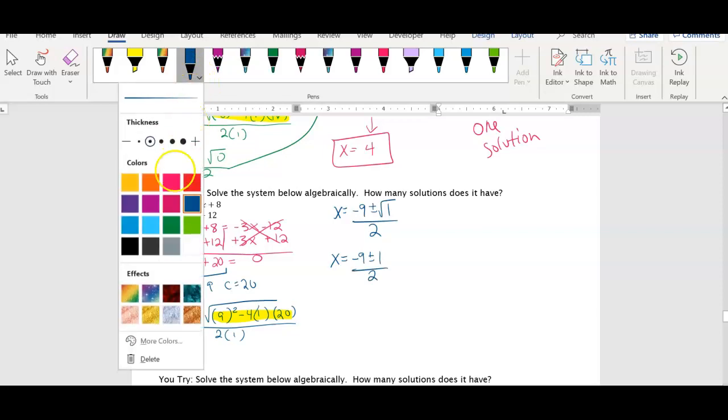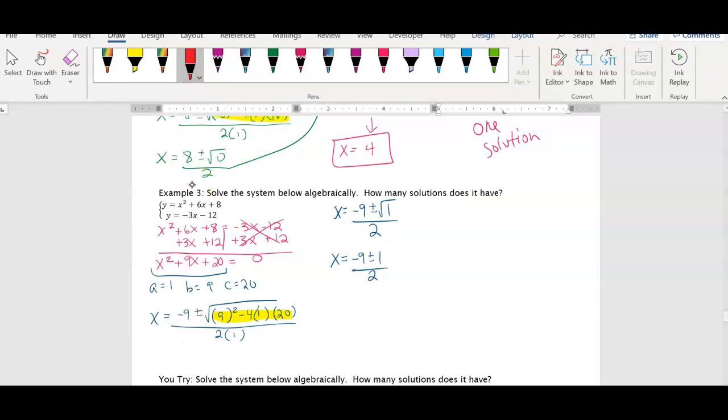So I have all just regular numbers, so I can separate it into two problems here. So I have negative 9 plus 1 divided by 2, and then negative 9 minus 1 divided by 2. I'm going to do the math in my head here. Negative 9 plus 1 is negative 8, divided by 2 is negative 4. Negative 9 minus 1 is negative 10. Negative 10 divided by 2 is negative 5. So I've found my x value for both parts where it's crossing through.